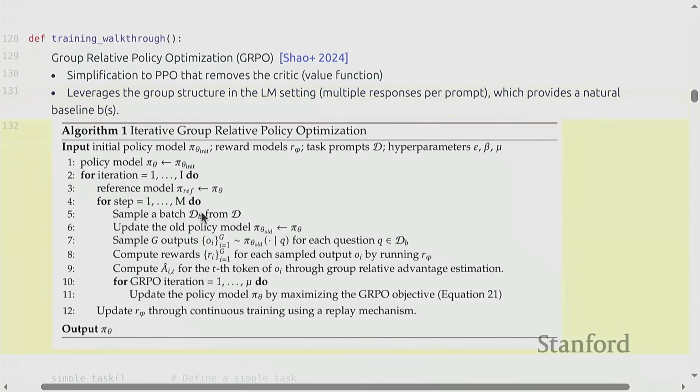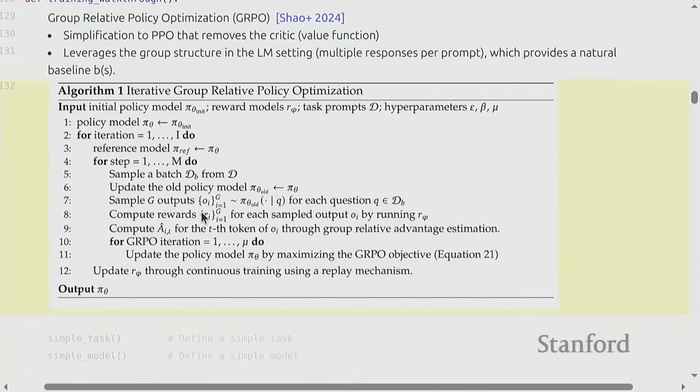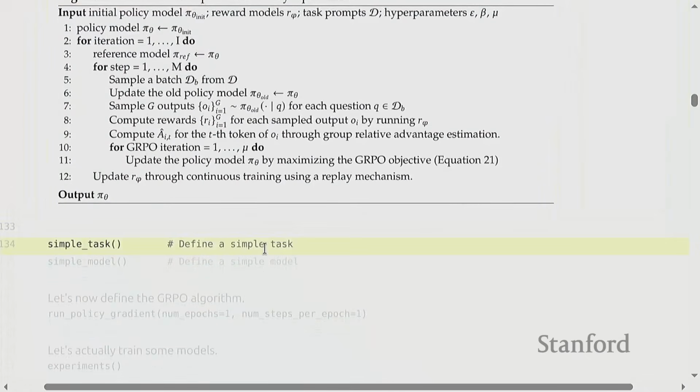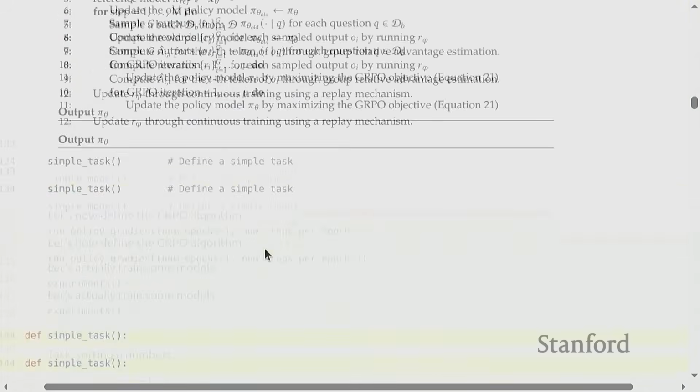Okay, so here's the pseudocode. We're going to look over it in actual Python in just a second, but I'll just flash it up here. Okay, so let's define a simple task.